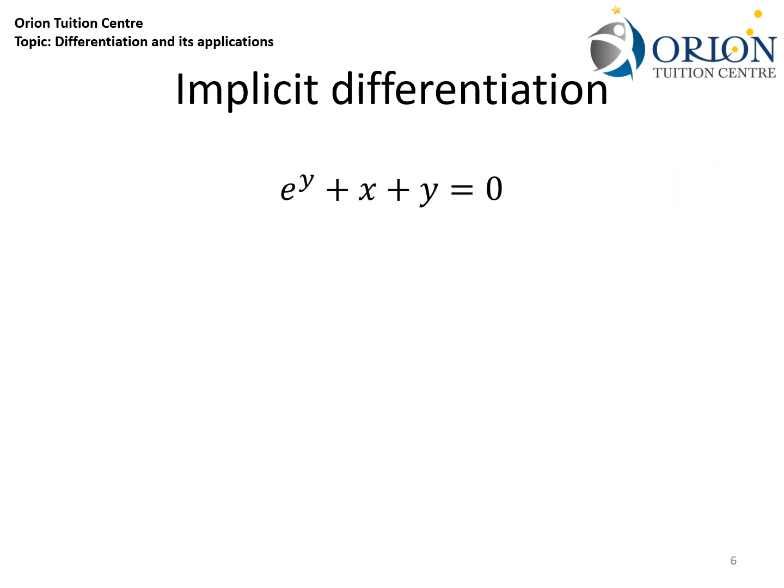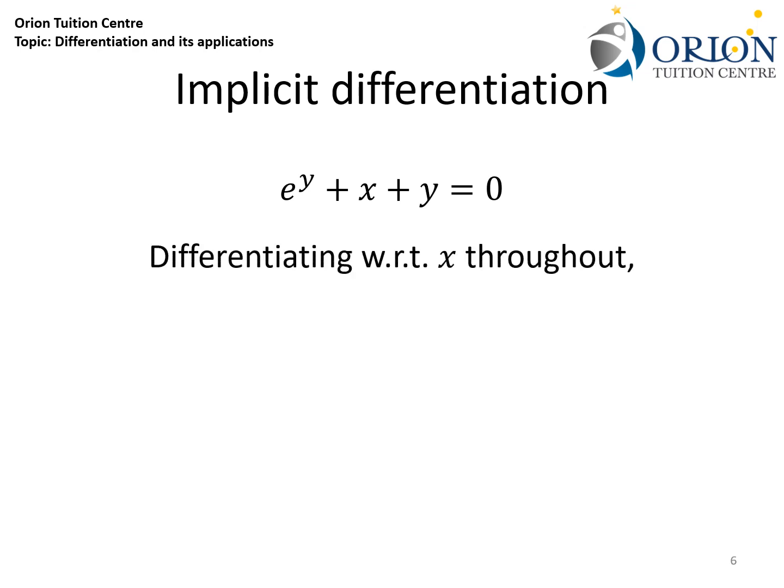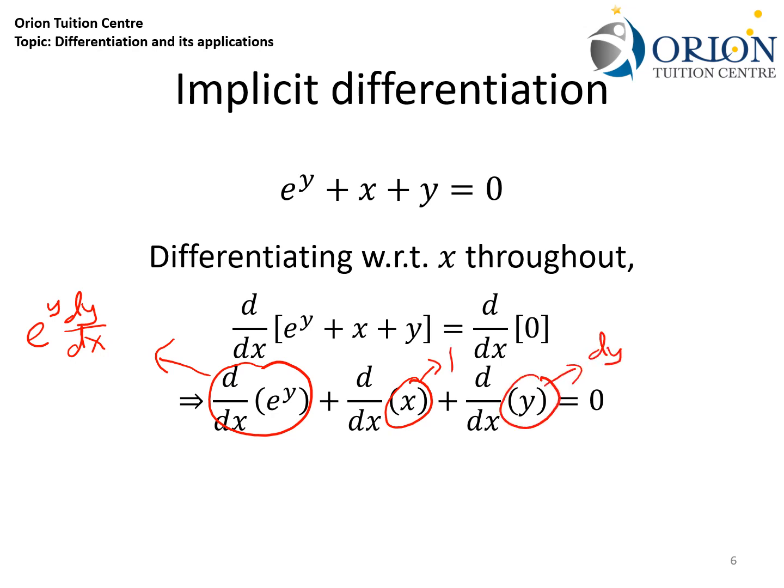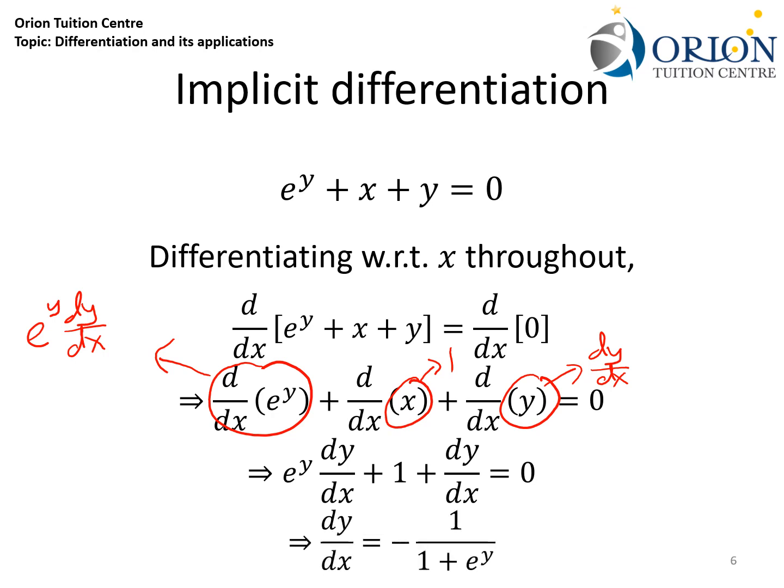Starting from the original equation, we differentiate both sides with respect to x throughout. We can break up the terms on the left side and differentiate them one by one for clarity. Differentiating e^y gives us e^y dy/dx. Differentiating x gives us 1, and differentiating y gives us dy/dx. And thus, we obtain this differential equation, which we can now rearrange to express dy/dx in terms of x or y or both of them.